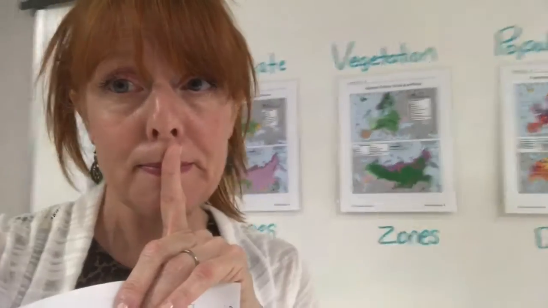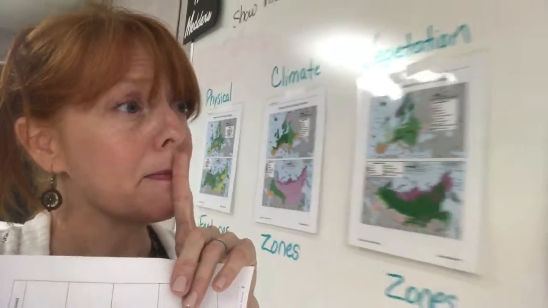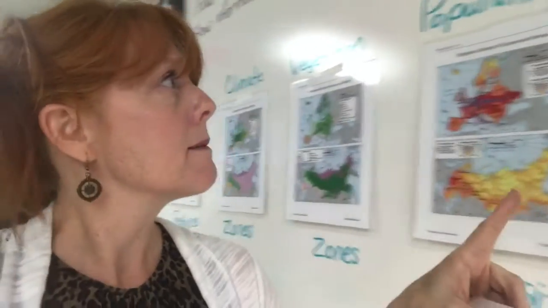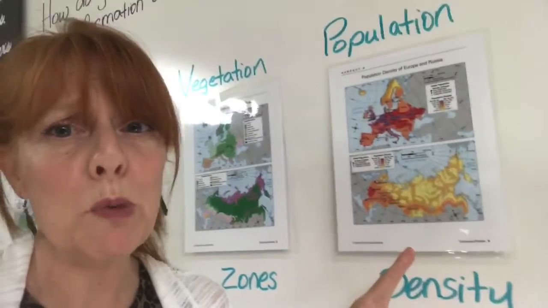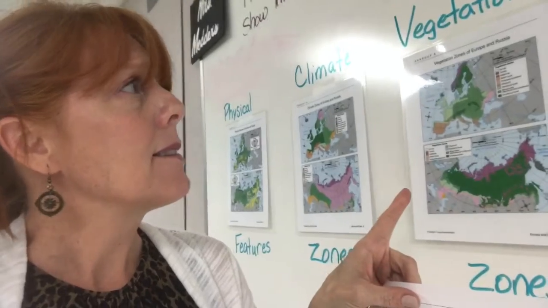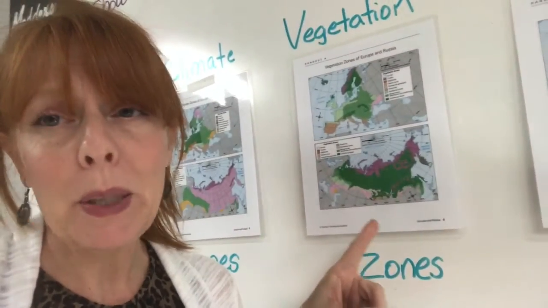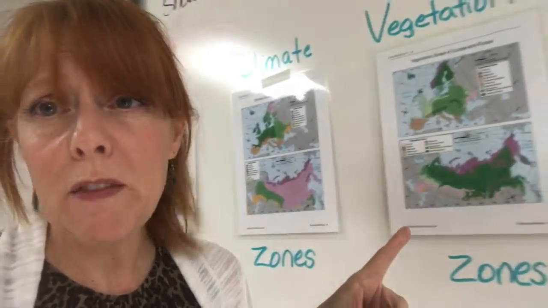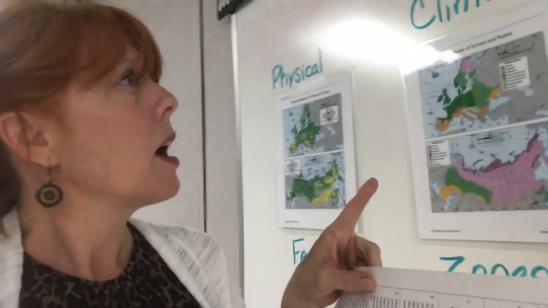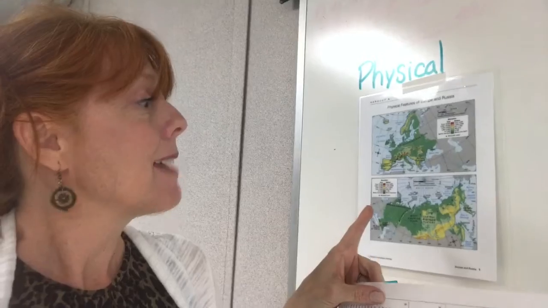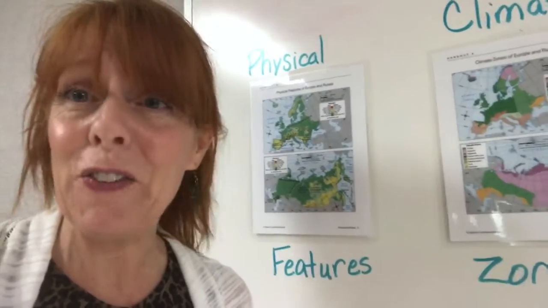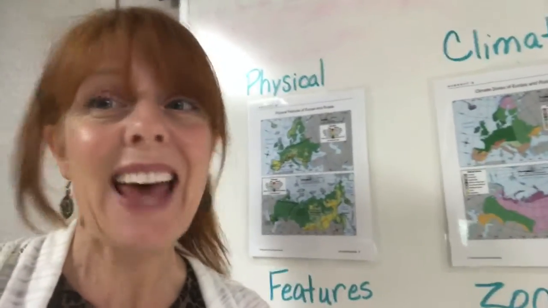Well, we've already used economic. Didn't say anything about the number of people, so I won't choose population. It didn't ask about plants, so I won't use the vegetation map. I already used the climate zone map. So it must be the physical features map. That's my answer.